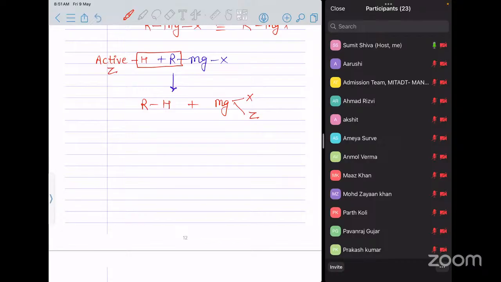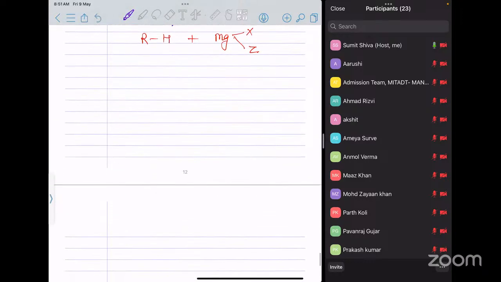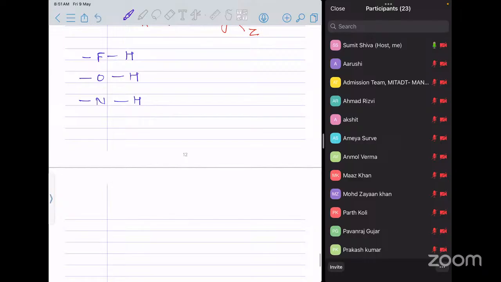How will we decide whether a given H atom is active or not? There are certain special cases in which hydrogen gets activated. Hydrogen with fluorine is active hydrogen. Hydrogen with oxygen is active hydrogen. Hydrogen with nitrogen is active hydrogen. And hydrogen with a triple bond is also active hydrogen.